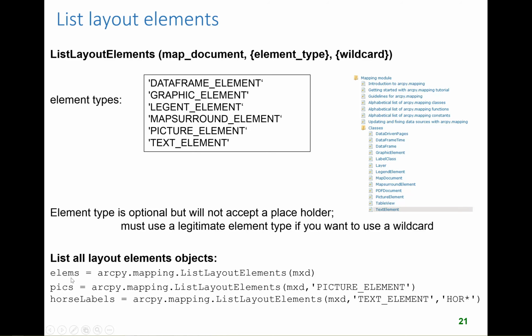Here are some more examples. If you just want to list all of the elements in the map, you can say listLayoutElements and pass in the MapDocument object. To get only the picture elements in the map, you would specify that as the element type. To get the text elements whose name starts with HOR, you would call listLayoutElements in this way.